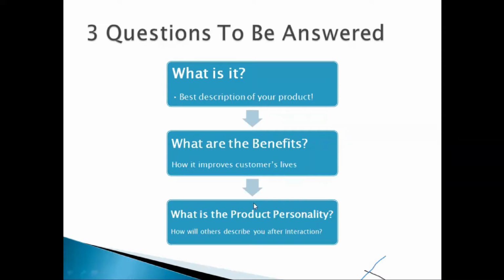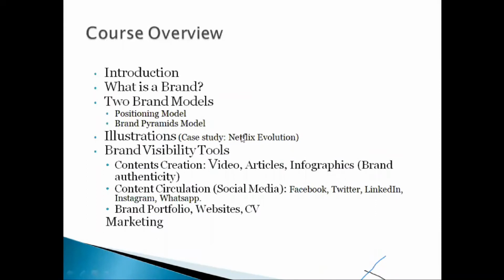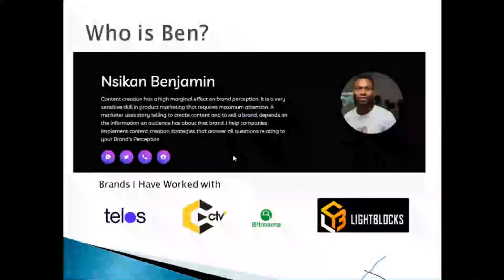The third thing is, what is the product personality? This is an important part of the brand representative. If you step into a place, when people interact with you, what would they have to say about you? If you can answer these three questions, you've been able to utilize the model called brand positioning. Like I told you, we'll be looking at illustrations of how Netflix used the positioning model to scale.